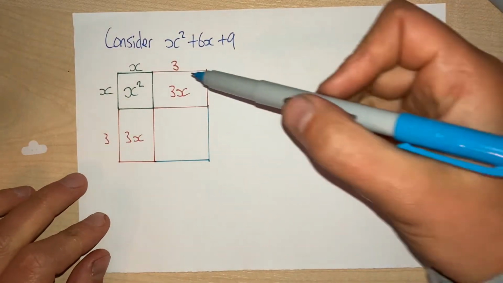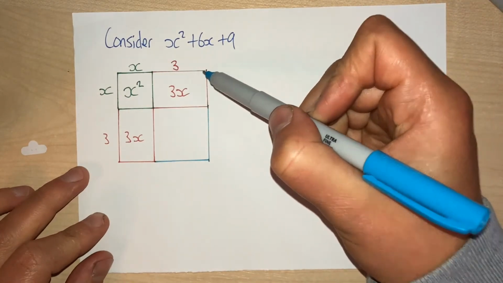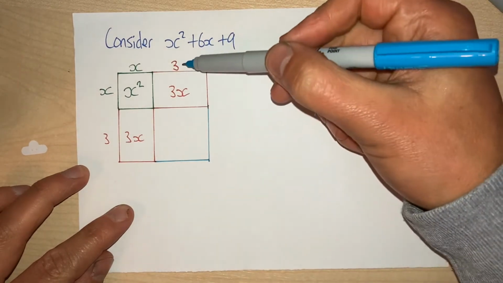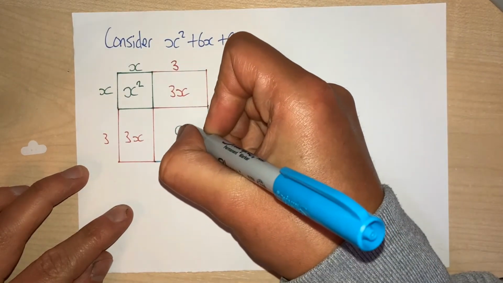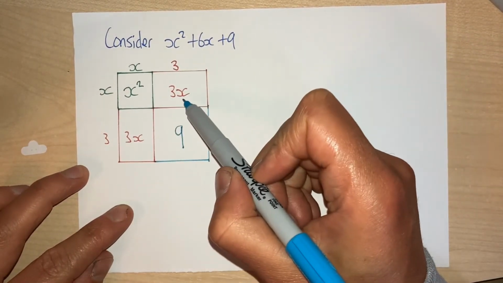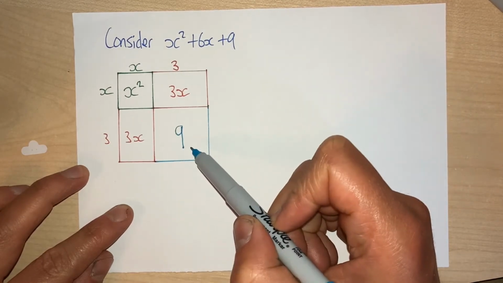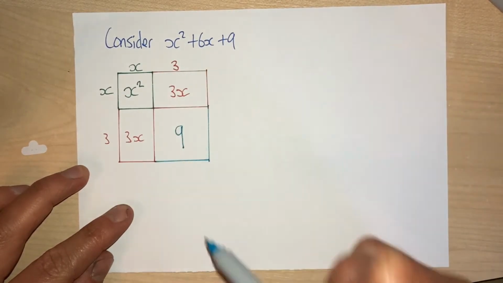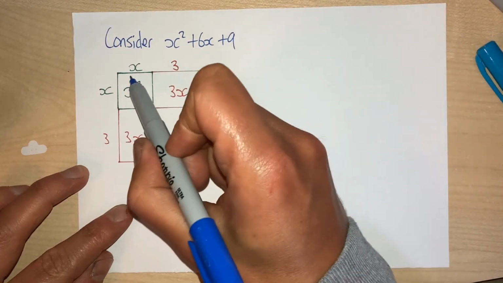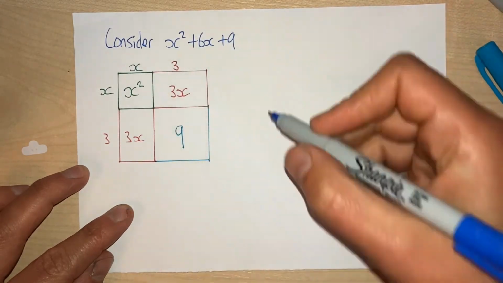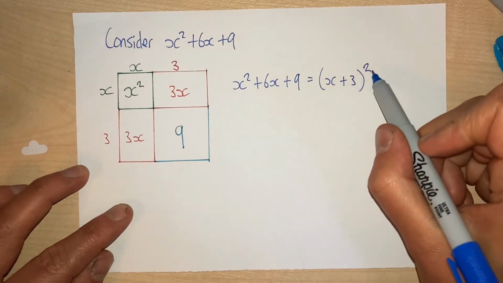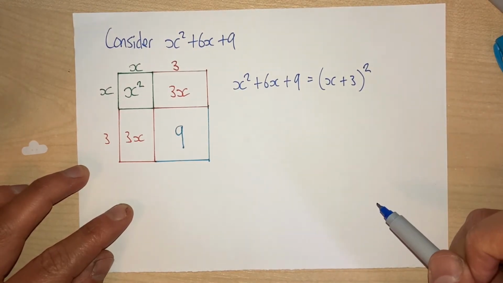Now we have a completed square. This length is x plus 3, and this length is x plus 3. What's the area of this, though? This is the product of 3 and 3, which is 9. So we can see here that x squared plus 6x plus 9 gives us a completed square. Now this could be expressed as the product of x plus 3 and x plus 3, which can be written as the square of x plus 3.